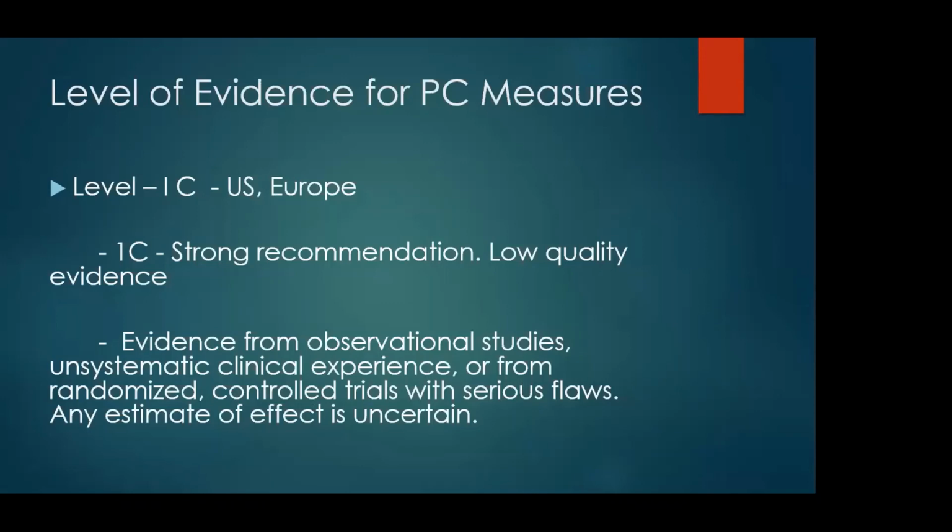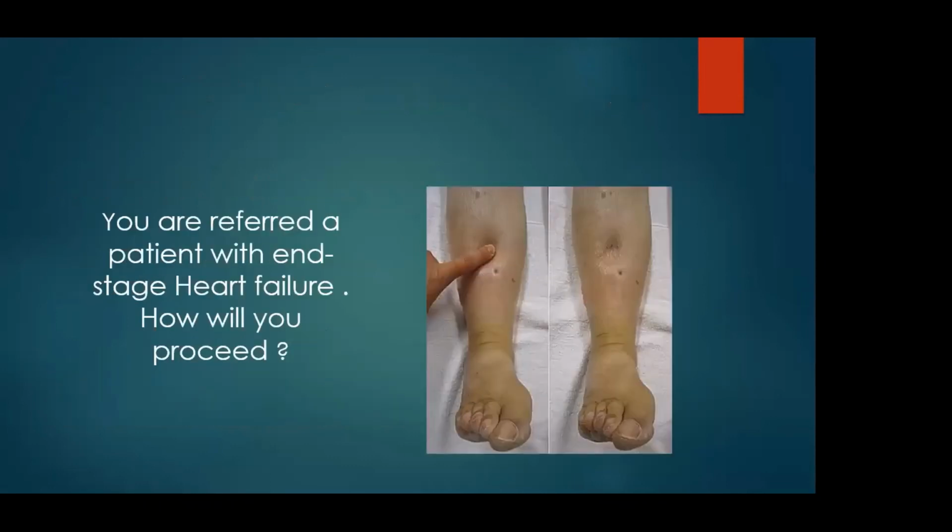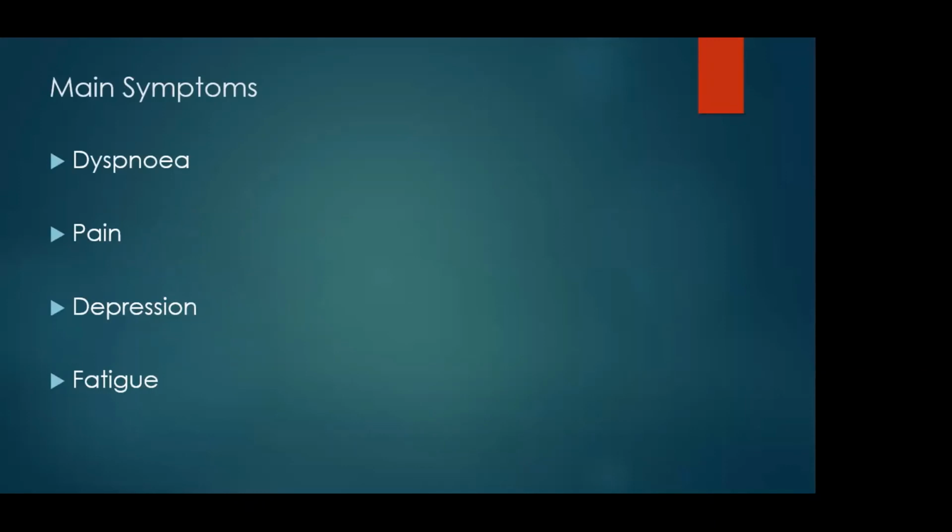So you're referred a patient with end-stage heart failure. How will you proceed? Obviously, we're going to take a history. We're going to look at the comorbidities apart from heart failure, what has contributed to it, etc. And then we will first focus on symptoms. So what are the main symptoms that these patients can have? Dyspnea, pain, depression, and fatigue is what I've listed here. There are umpteen other symptoms which we'll talk about in a second.